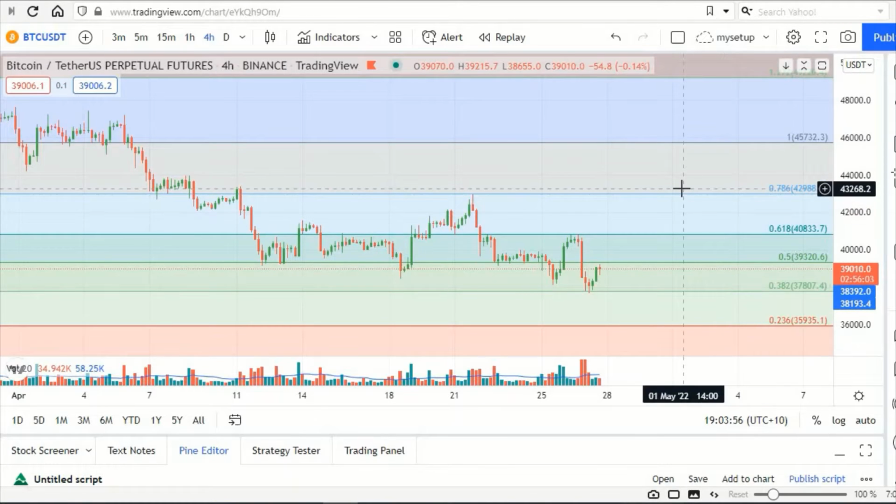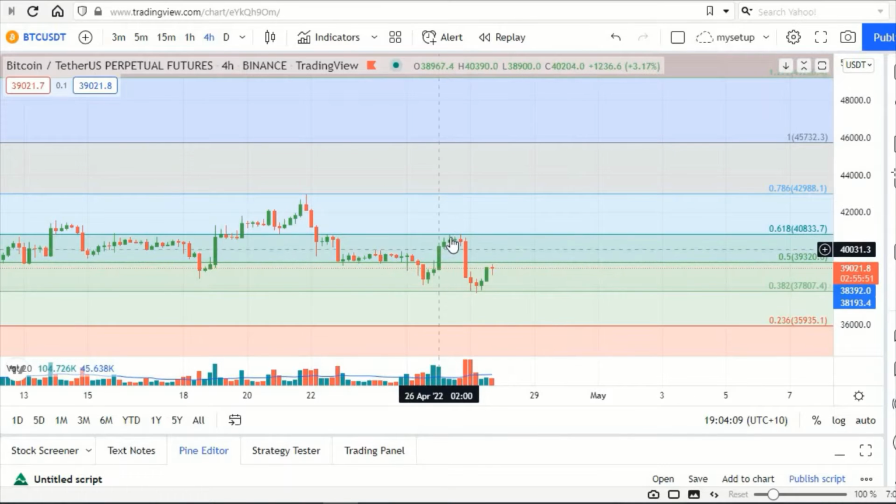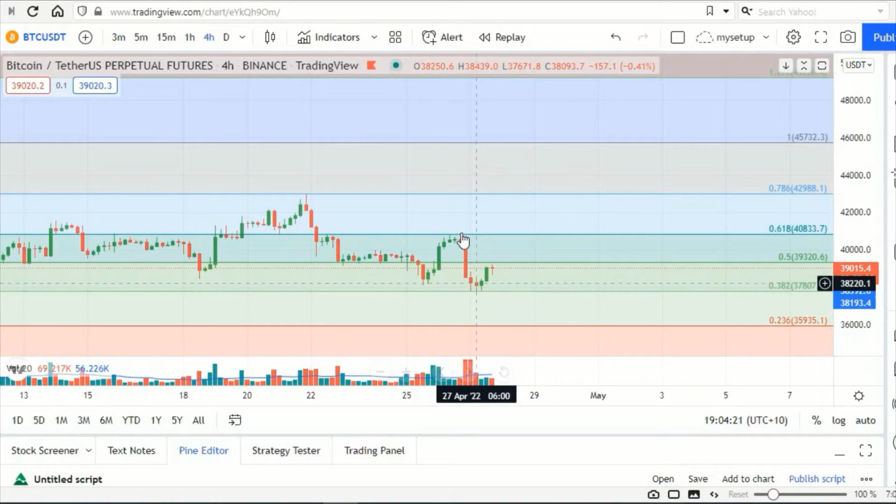If we look at the Fibonacci retracement levels, when we were recording the video yesterday, it was trying to break above this 61.8% retracement level but was unable to do so. Along with the global markets, it also faced some selling pressure. It went all the way down and took support at the 38.2% retracement level. So we can clearly see that this acted as resistance and this acted as support.